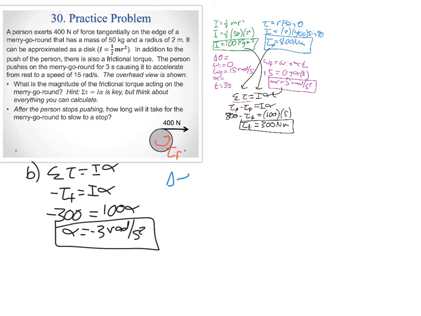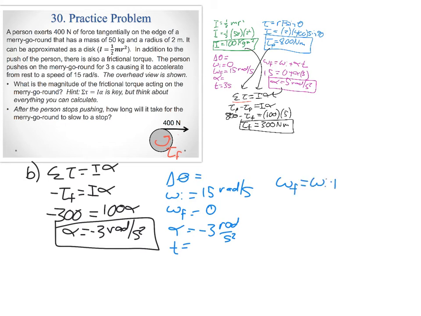Once I have that, I can use kinematics once again to solve for how long it's going to take to come to a stop. So it's rotating at 15 radians per second. It's eventually going to come to a stop, and it's slowing down at a rate of negative 3 radians per second squared. So it's the same equation I used before to solve for my angular acceleration, but now I'll just solve for time. And what I end up getting is that my time here is equal to 5 seconds.